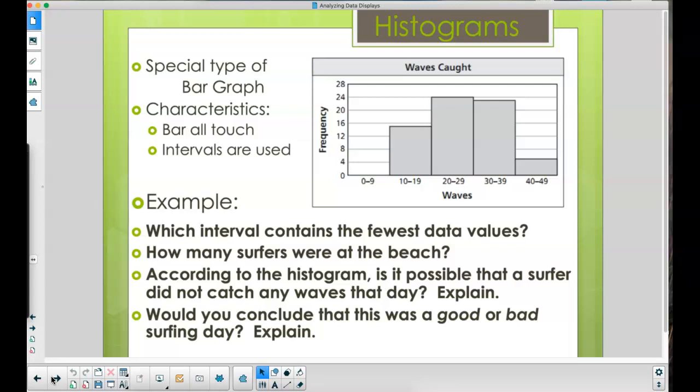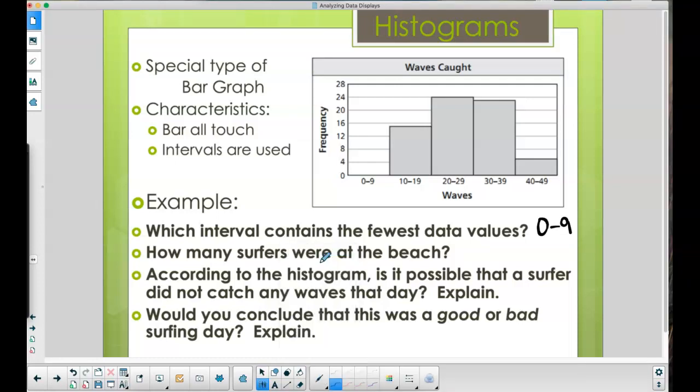So we have our different intervals here. We have 0 to 9, 10 to 19, 20 to 29, 30 to 39, 40 to 49. Which interval contains the fewest data values, has the least amount of data in it? Which interval from that graph? Okay. 0 to 9, right? Why would it be 0 to 9? There's nothing there. Yeah. So 0 to 9 has the fewest data values.